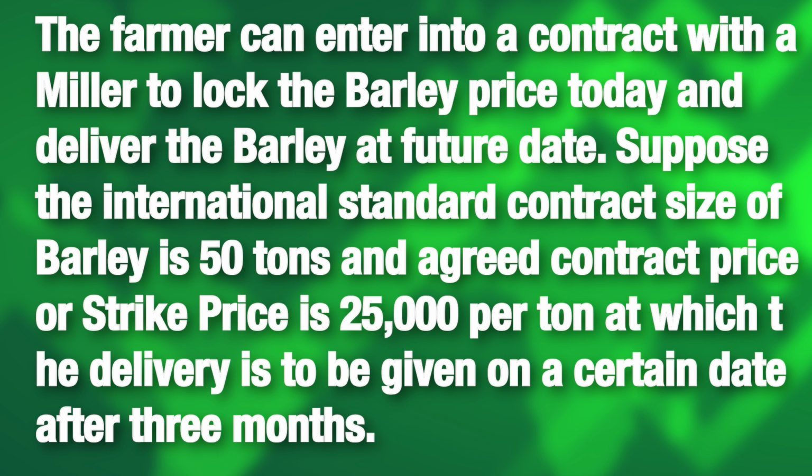So in order to avoid his risk exposure, he may enter into a contract with the miller and lock the price. For example, he is growing barley, so he can lock the barley price today and deliver the barley at any future date. Suppose the international standard contract size of barley is 50 tons and the agreed contract price or strike price is 25,000 per ton, at which the delivery is to be given on a certain date after 3 months.